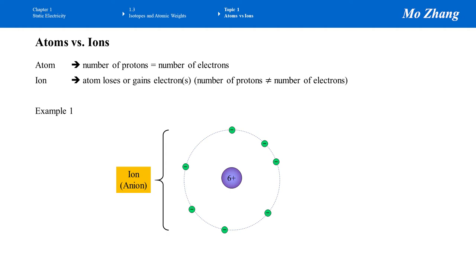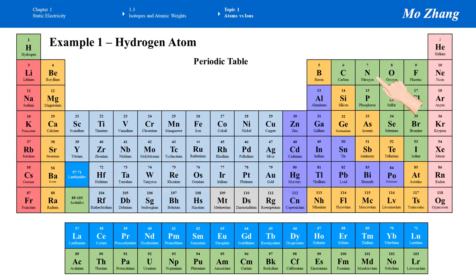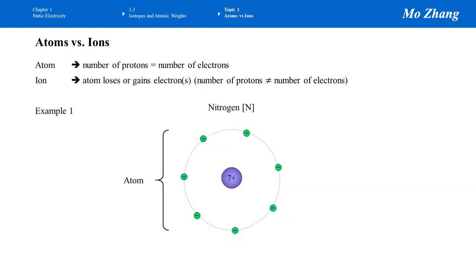Now let's take a look at another element. This element has 7 protons. If we check with the periodic table, for 7 protons, it is nitrogen. The nitrogen has 7 protons. Now let's check the number of electrons. 1, 2, 3, 4, 5, 6, and 7. The number of electrons is the same as the number of protons. This is a nitrogen atom.